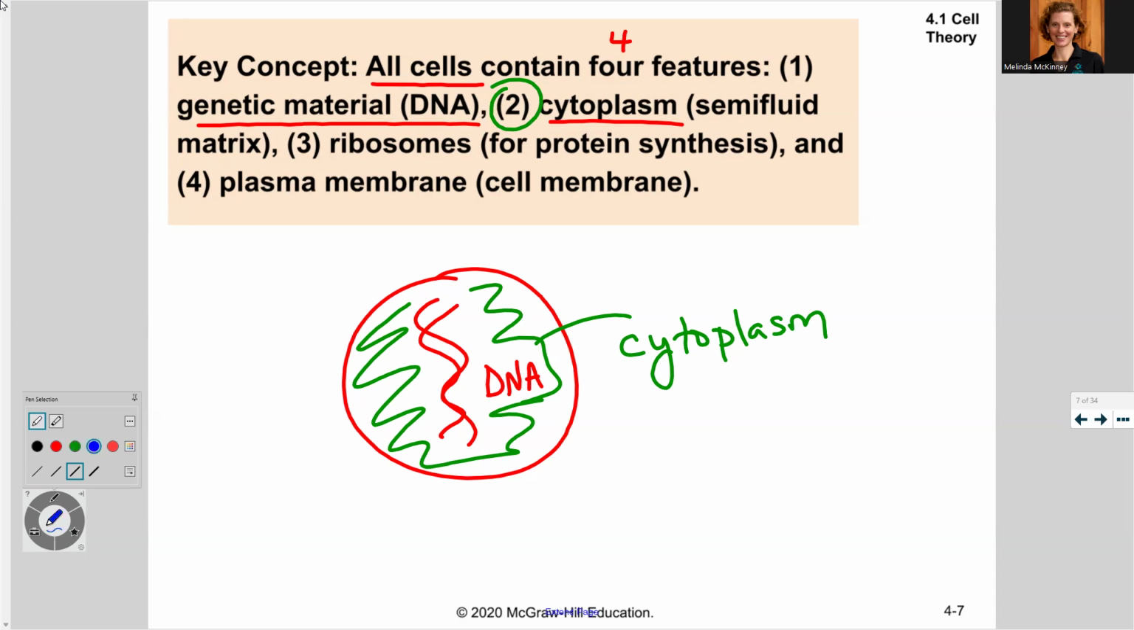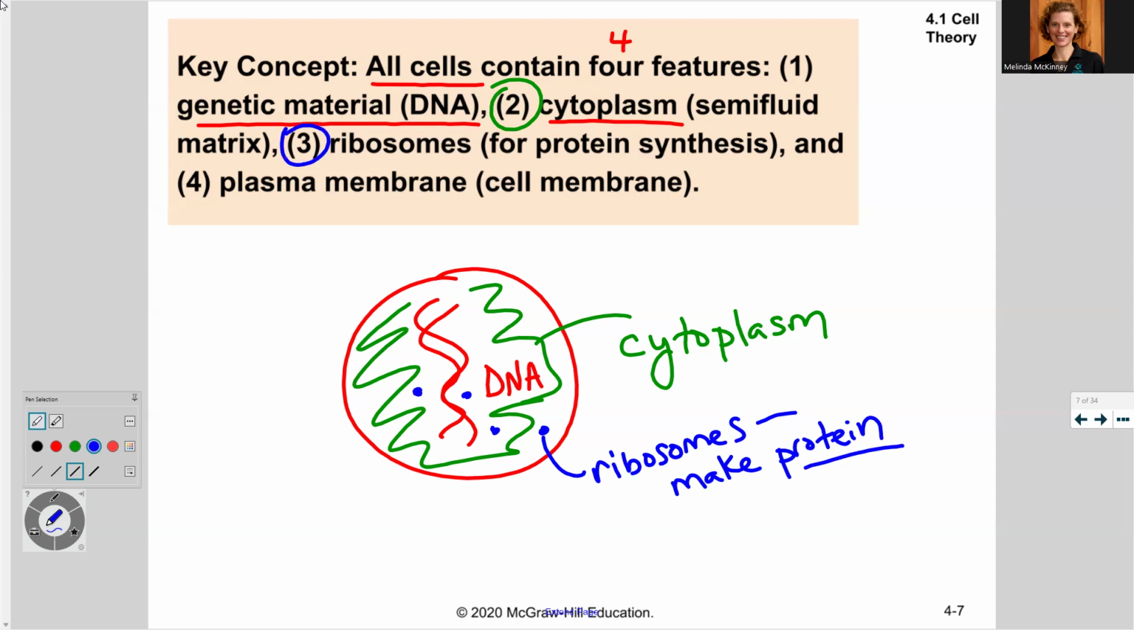Number 3 is ribosomes. This is one students usually forget. So ribosomes are in every single cell, and these ribosomes are used to make proteins. So every single cell has proteins, right? They have these macromolecules: nucleic acids, carbohydrates, proteins, lipids. Ribosomes allow them to make the proteins. So that's 3.